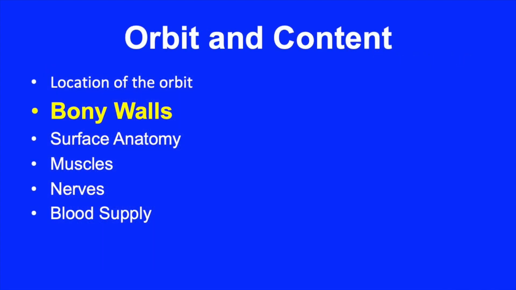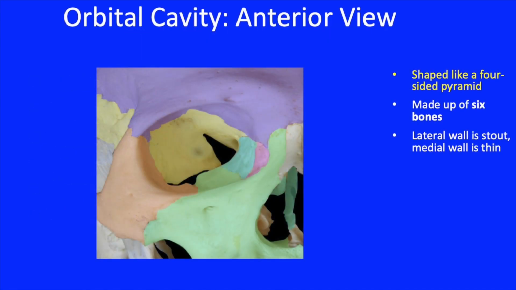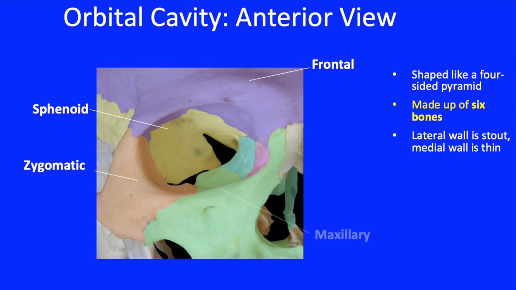Okay, back to anatomy, and now we discuss the bony walls of the orbit. Remember, we already know that it is shaped like a pyramid, and now you know it is made up of 6 bones. Let's identify them, which conveniently are color-coded in the image. The frontal, the sphenoid, the zygomatic, the maxillary, the lacrimal, and the ethmoid.